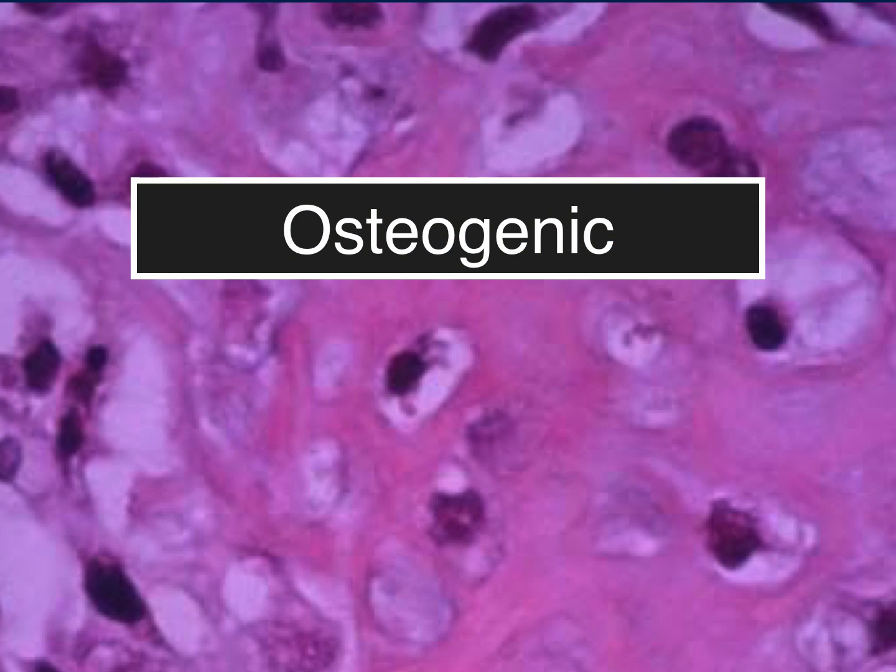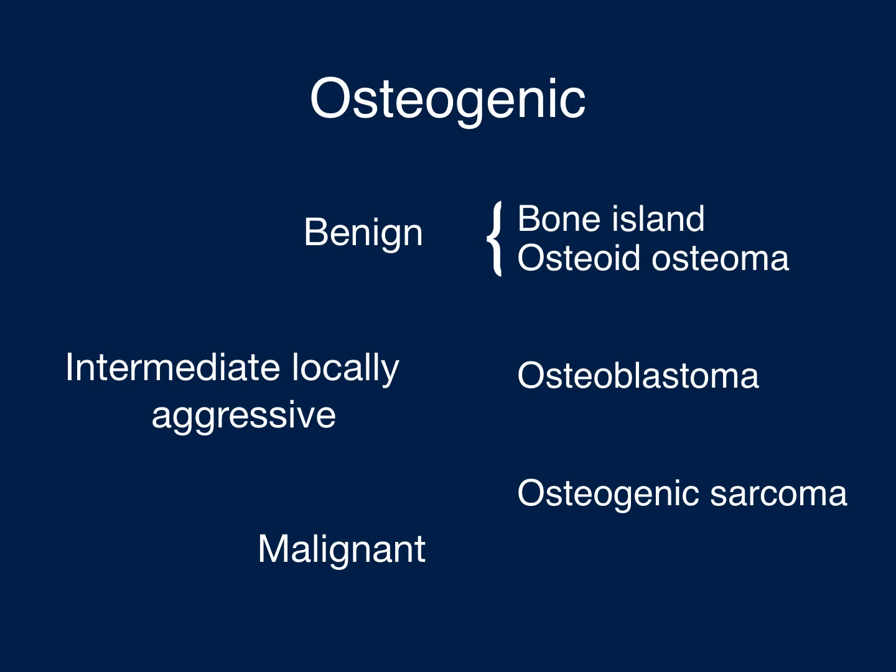First up are the bone-forming tumors. In the benign category, there's the bone island and the osteoid osteoma. In the intermediate locally aggressive category, there's osteoblastoma, and in the malignant category, there's osteogenic sarcoma.